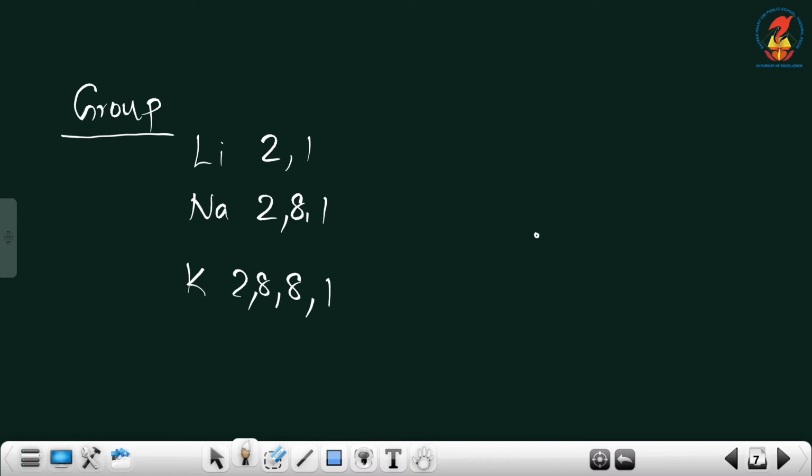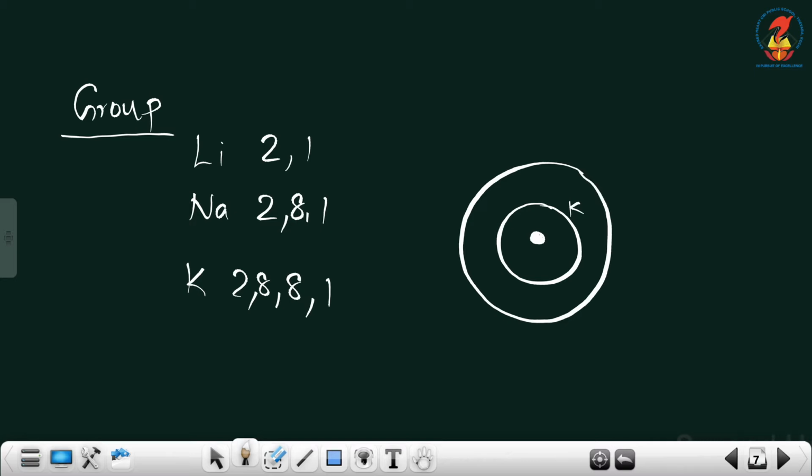So I will draw the atomic structure of lithium. So this is the nucleus. How many shells are there? K shell is there and L shell. In the K shell there are 2 electrons. In the L shell there is 1 electron. So for lithium, what is the atomic radius from the center of the nucleus to the outermost shell? This is the atomic radius for lithium, the distance between the nucleus and the outermost shell.